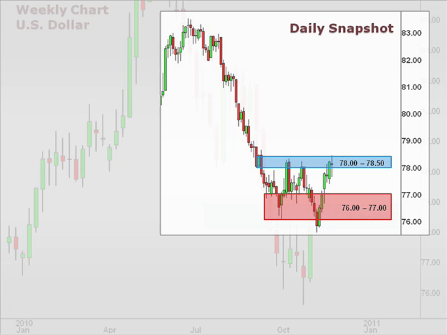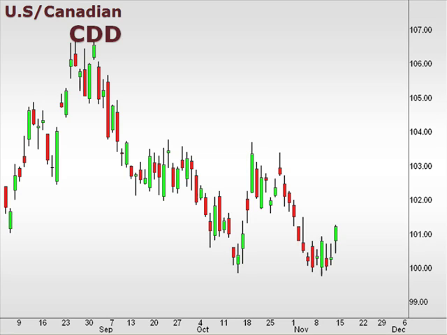Now, the daily chart reflects the strong overhead resistance at the 78.5 focal zone much more clearly. We would like to see a break and a possible consolidation above the 78.5 level to lend further credibility for a continuation higher. Let's take a look at the CDD, the US versus the Canadian dollar.